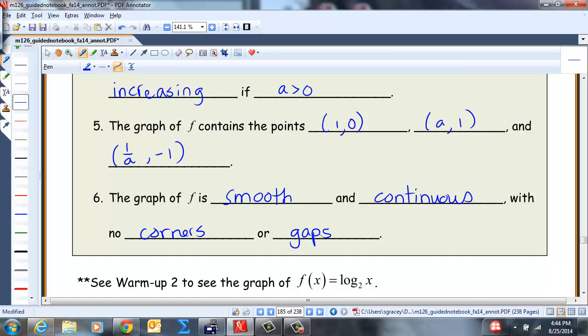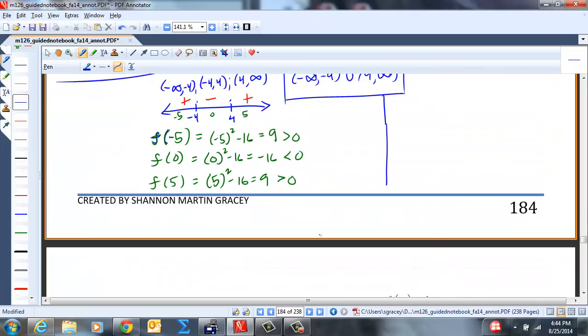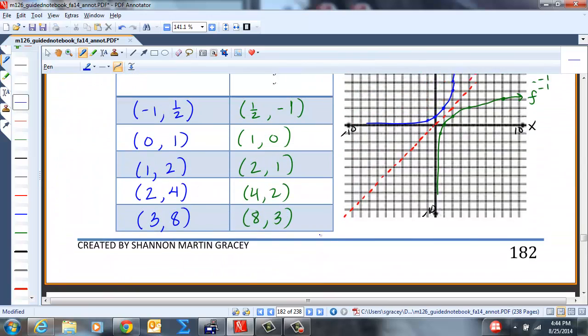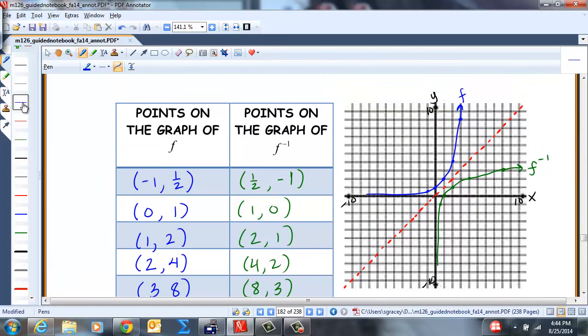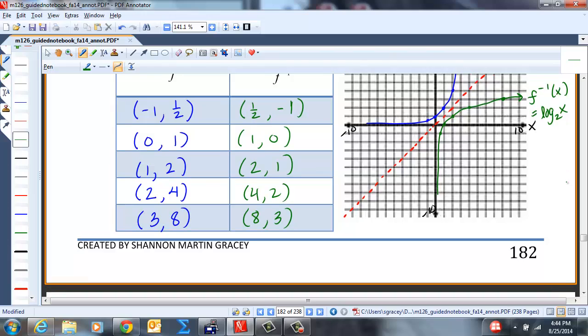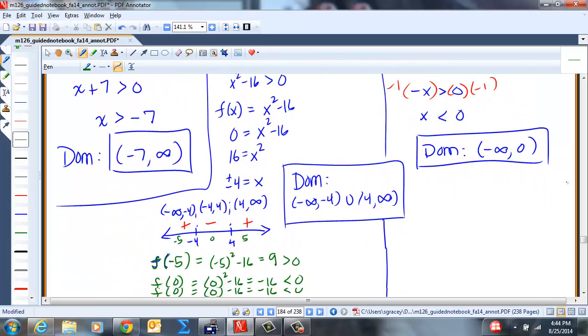Okay, so let's go name that f inverse function. Remember way back, warm up 2. The inverse graph that we did over here, this green one: f of x was equal to 2 to the x. Well, the inverse function, f inverse of x, is equal to log base 2 of x. All right? Okay. Coming back here.